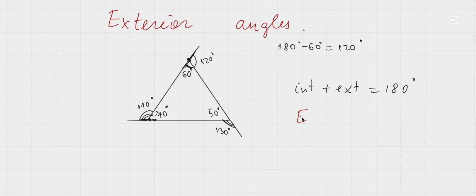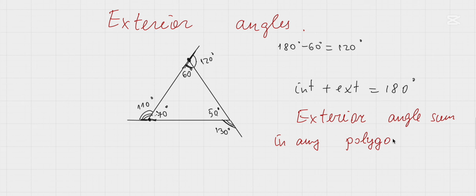So we can write exterior angle sum in any polygon, so it doesn't depend on n, is 360 degrees. If you want to learn why it is 360 degrees, the proof of this, I can show you in the next video.